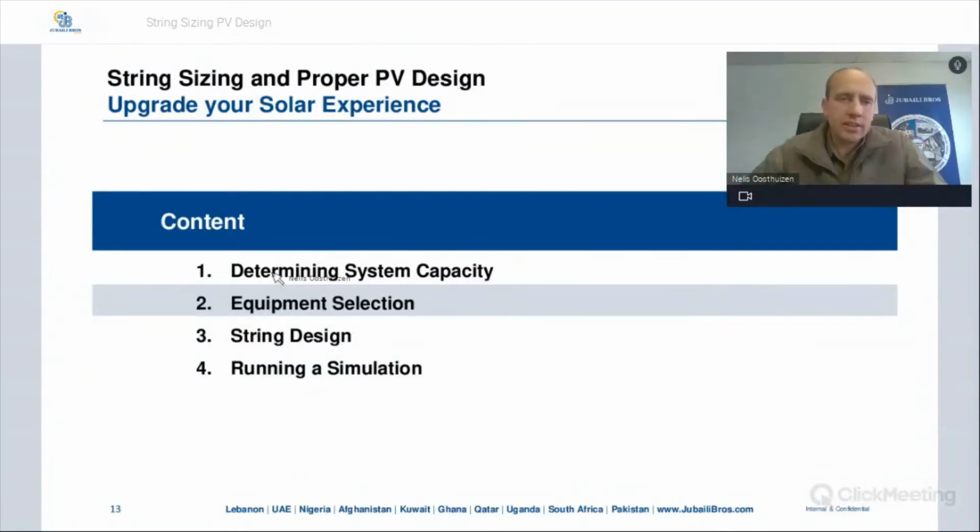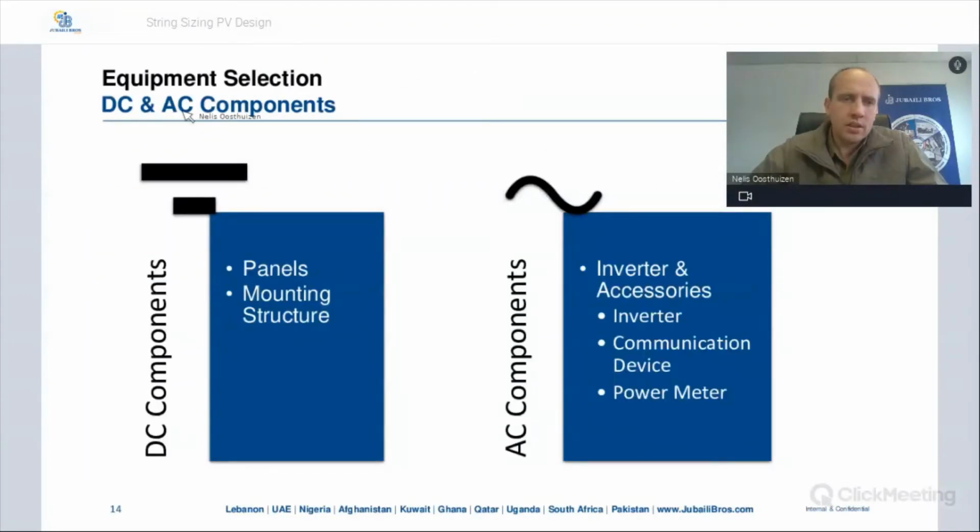Okay, moving over to the second part of this presentation: equipment selection. On the DC component side, what are you looking at? You're looking at your panels, your PV modules, and the mounting structure. Then on AC components, you're looking at your inverter and accessories, so inverters, communication devices, and power meters. These components are typical to a grid-tied scenario. If you're looking at a hybrid or off-grid solution on your DC side, you will be adding more batteries and battery management systems. But on this system, we're looking at an AC grid-tied.